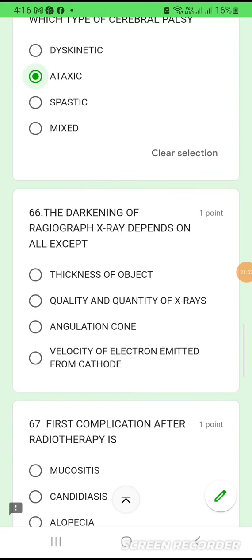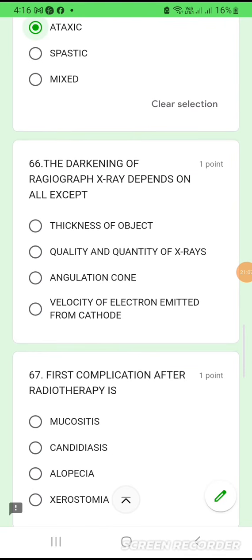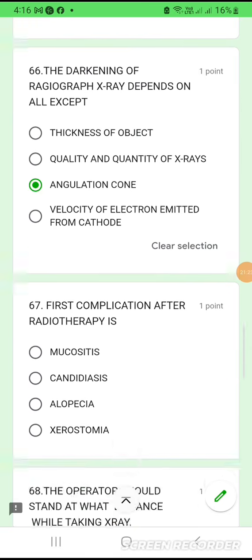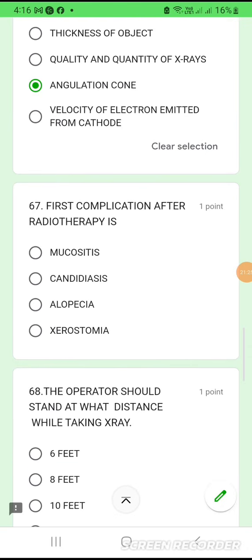Now question number 66. The darkening of radiograph X-ray depends on all except. The question is except. So darkening of the radiograph depends upon the thickness of the object. That is true. Quality and quantity of the X-ray. That is true. Velocity of electron emitted from cathode. That is also true. Not based on the angulation of the cone. So option C is the answer.